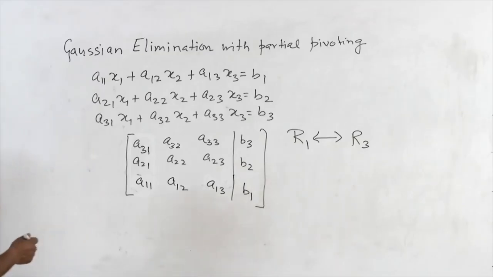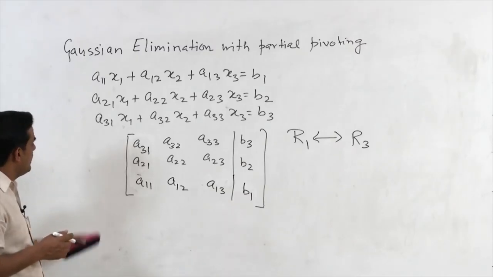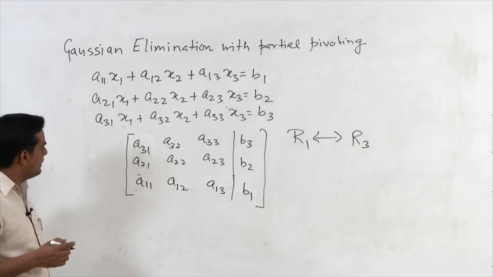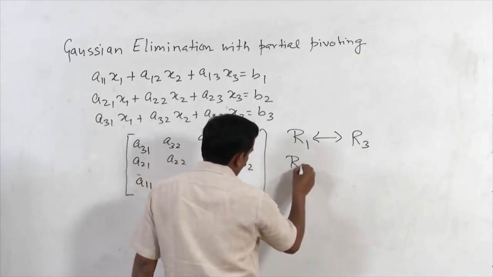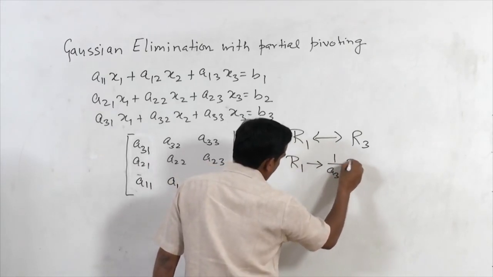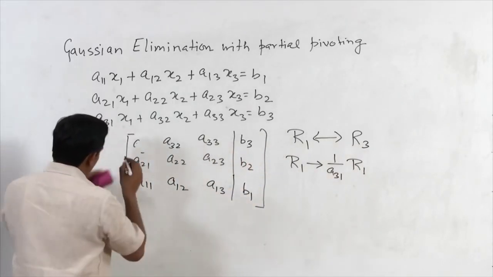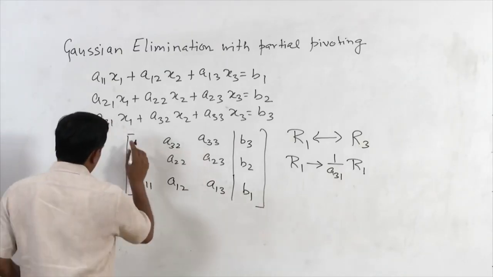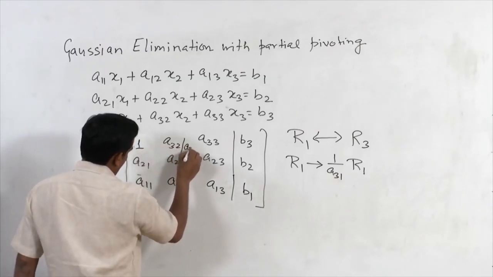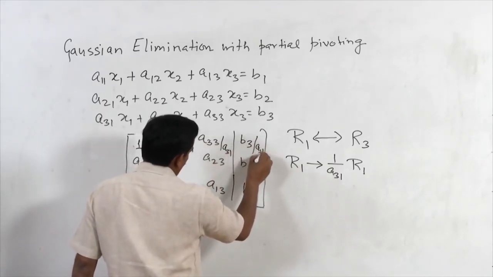Now, what will I do? I will make this element 1. So I need to divide the first row by a scalar, that is 1 upon a31. I need to replace R1 with 1 upon a31 times R1. What will happen? This element will become 1. This will become a32 upon a31, and this will become a33 upon a31.